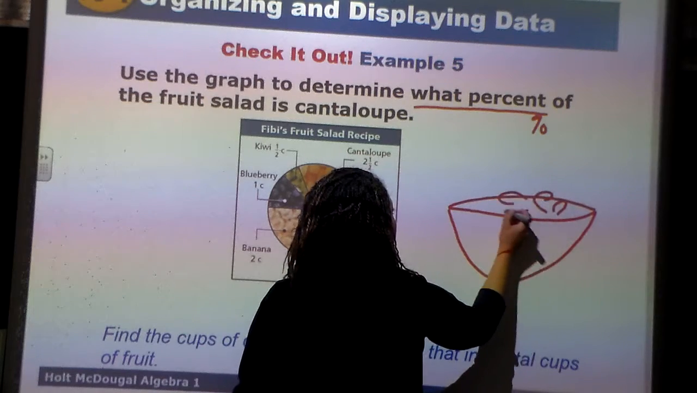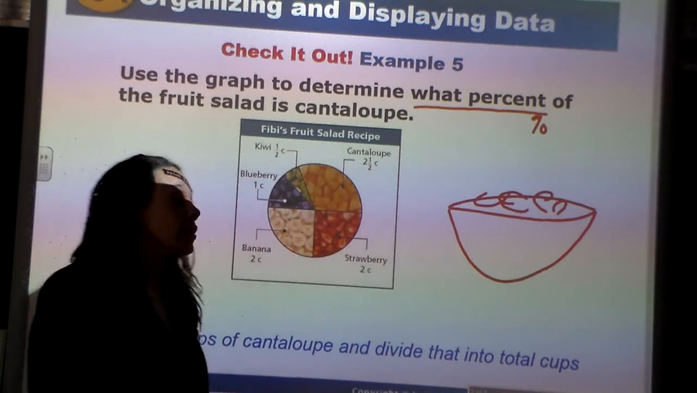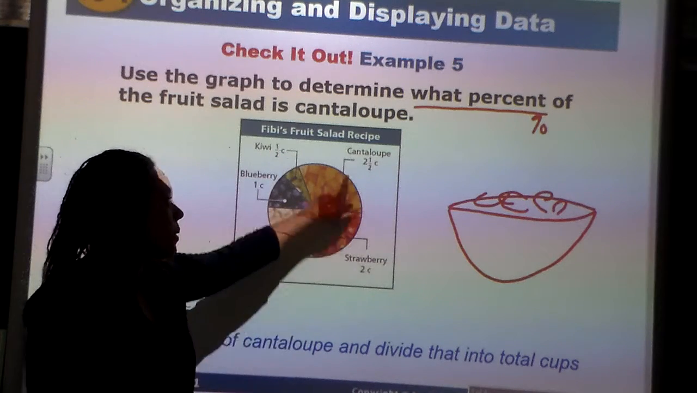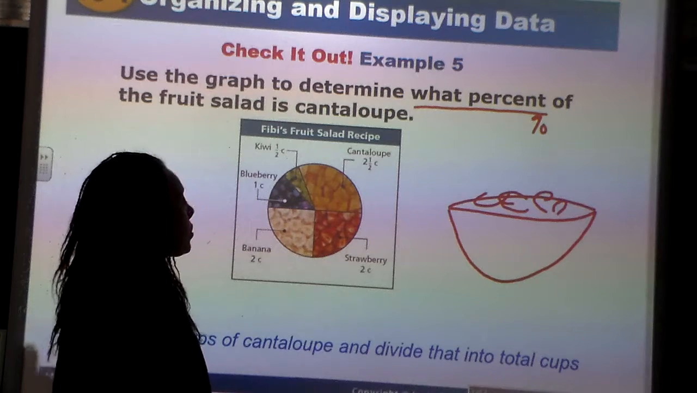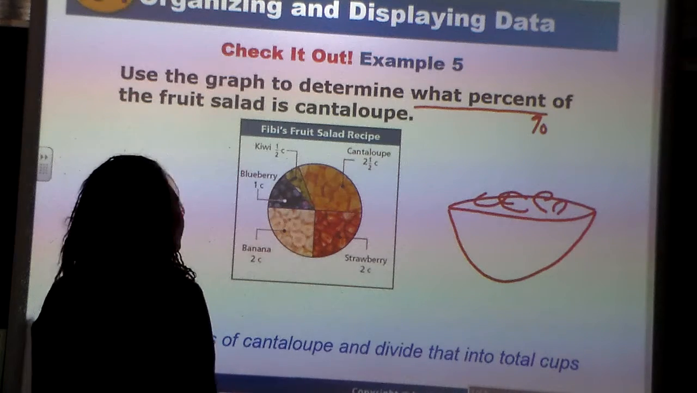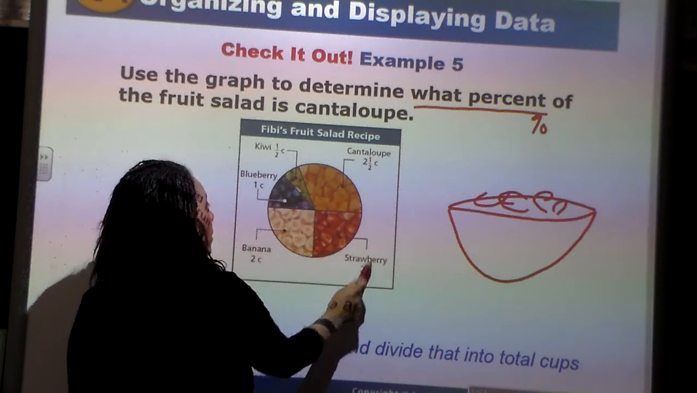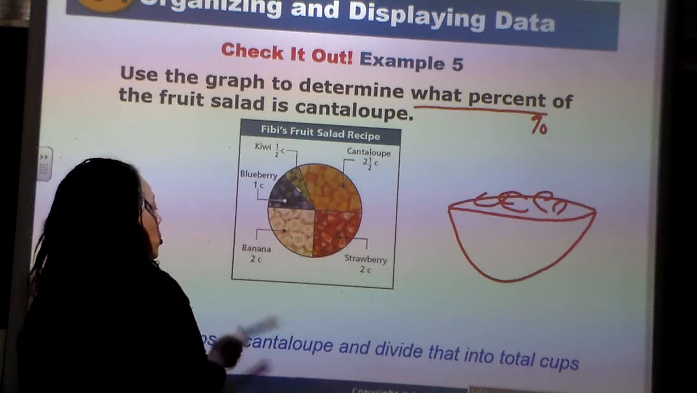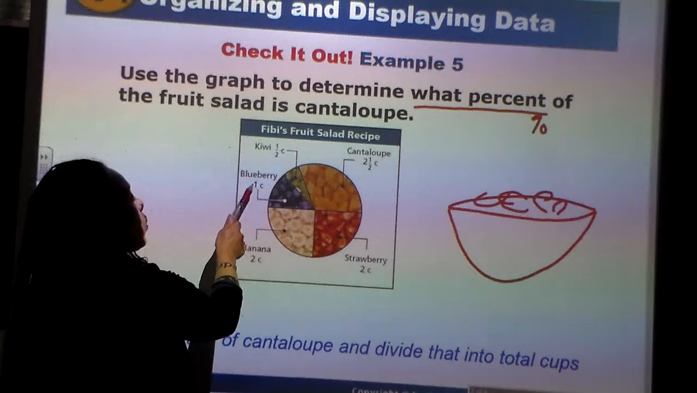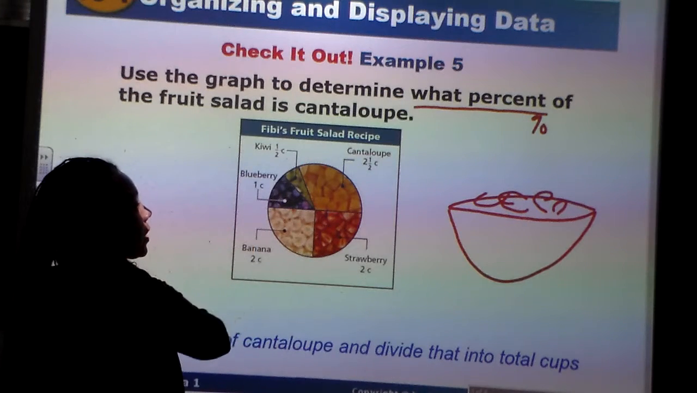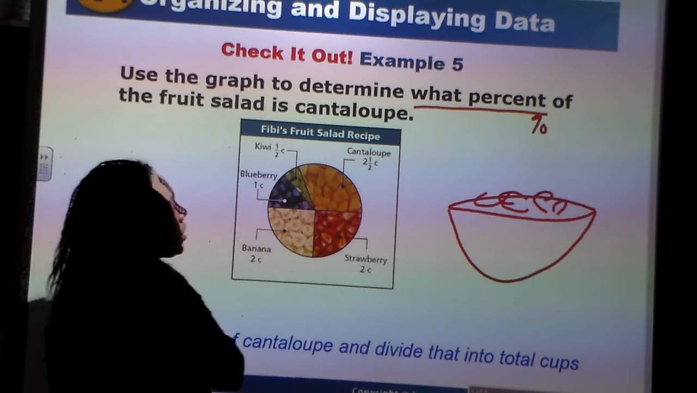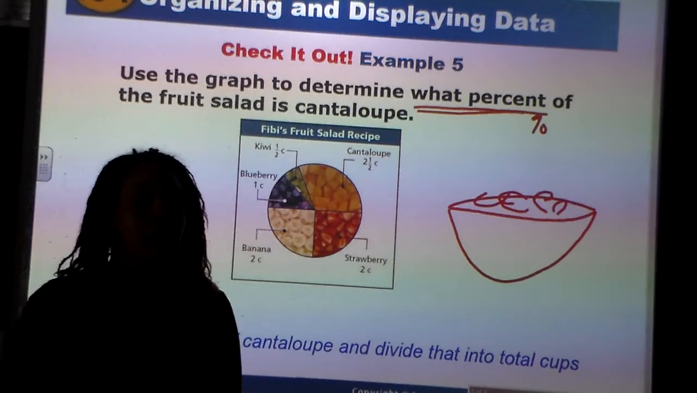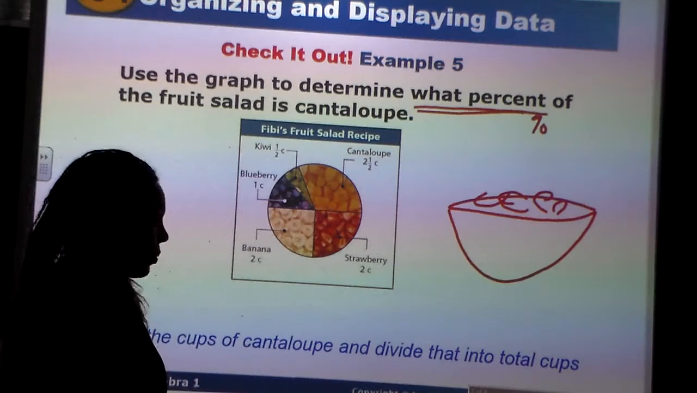So in a bowl, we have fruit salad. Here's my fruit salad, okay? It's full of different fruits. It's got kiwi, blueberry, banana, strawberry, and cantaloupe. And so they're asking us, of everything in the bowl, of the whole thing, this is how much is there of each. There's 2.5 cups of cantaloupe, 2 cups of strawberries, 2 cups of bananas, 1 cup of blueberries, and half a cup of kiwi. So they want to know what percent, so what amount of this fruit salad is actually cantaloupe.